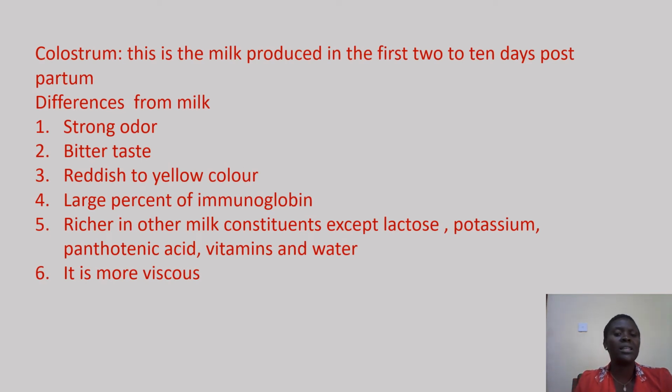Colostrum. This is the milk produced in the first 2 to 10 days postpartum. In some climes, it is referred to as milk produced in the first 2 to even 15 days postpartum. It is very pertinent to talk about colostrum because it contains antibodies, all that is necessary to build immunity in the young mammal, if it's a cow, in the young calf.